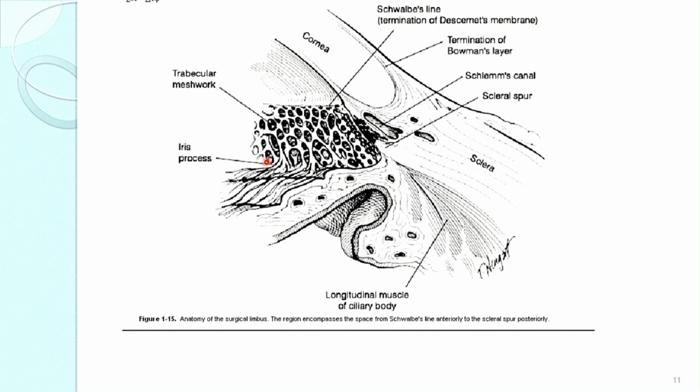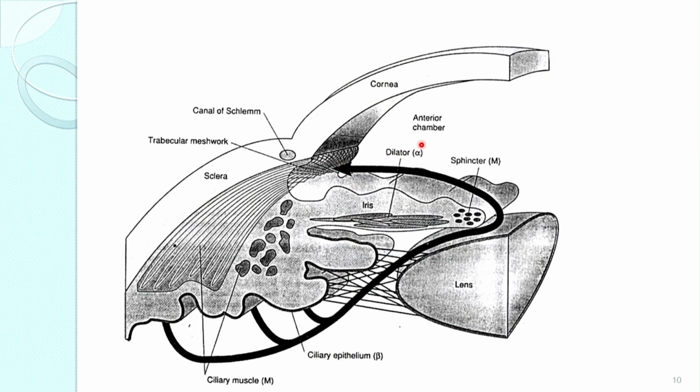This is a closer and more clear view. This is the trabecular meshwork, and the longitudinal muscles of the ciliary body. When they contract, these fenestrations become larger and improve the drainage of the aqueous humor through the canal of Schlemm, which is a venous sinus. Also, muscarinic receptors are present at the sphincter muscles of the iris, and when they contract, they produce miosis.